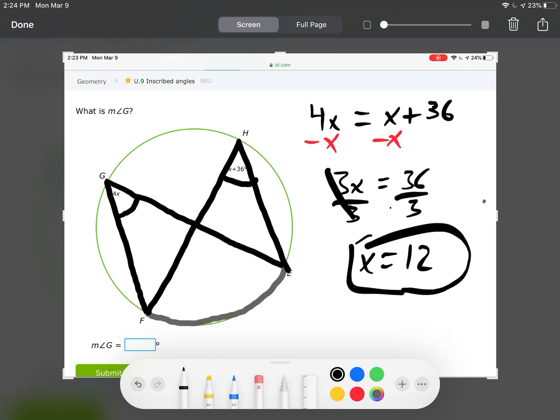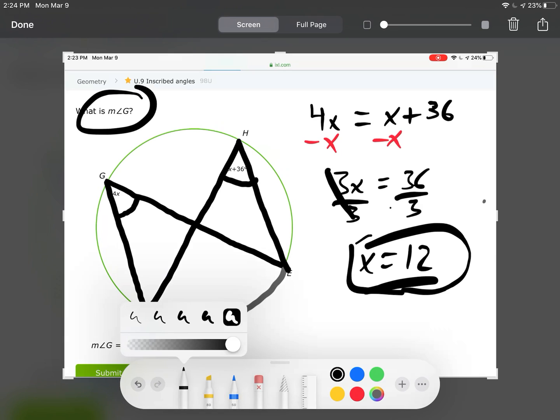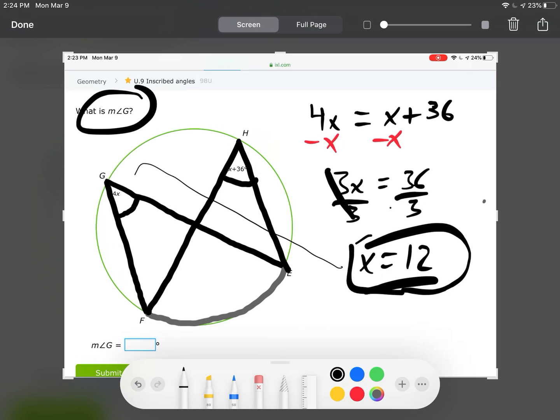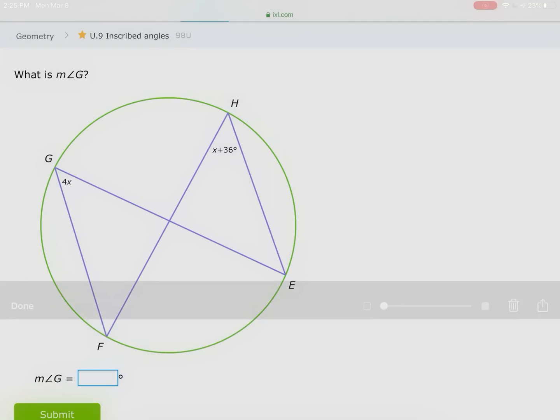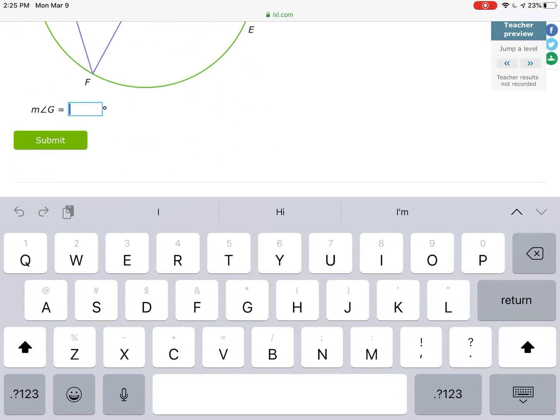Okay, let's do one more type from this side. Oh wait, we're not done yet, because I got the value of x is 12, but they're asking for angle G. So that means we have to take this 12, and we have to plug it into 4x over here. So actually, measure of angle G is equal to 4 times x, and when we plug it in, we're going to calculate 4 times 12, which is 48. So it's 48 degrees. So that's the answer. So you got to be careful whether they're asking you if it's just x or if they're asking you for the angle.